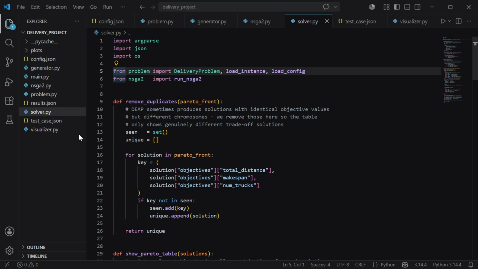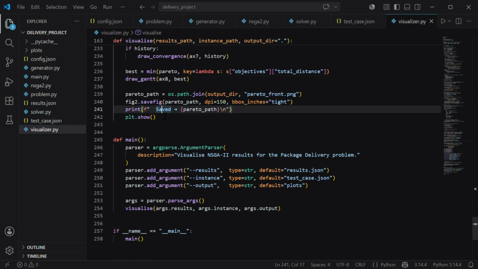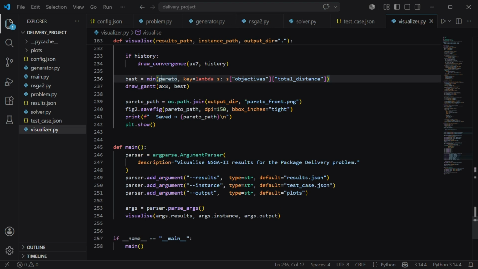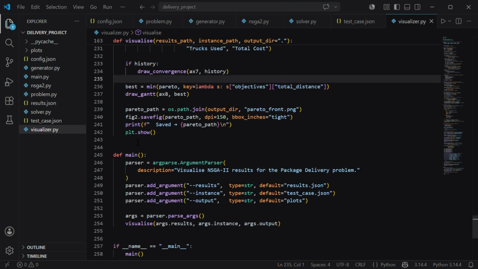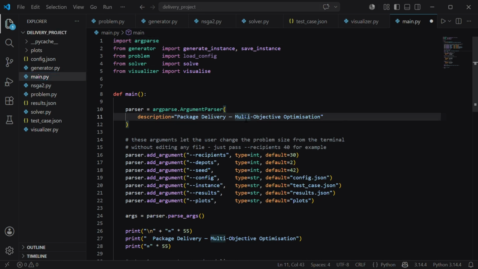You can also see we have visualizer.py. Visualizer.py draws all the graphs, and also we have main.py. The main.py is just one file we run to start the whole thing.